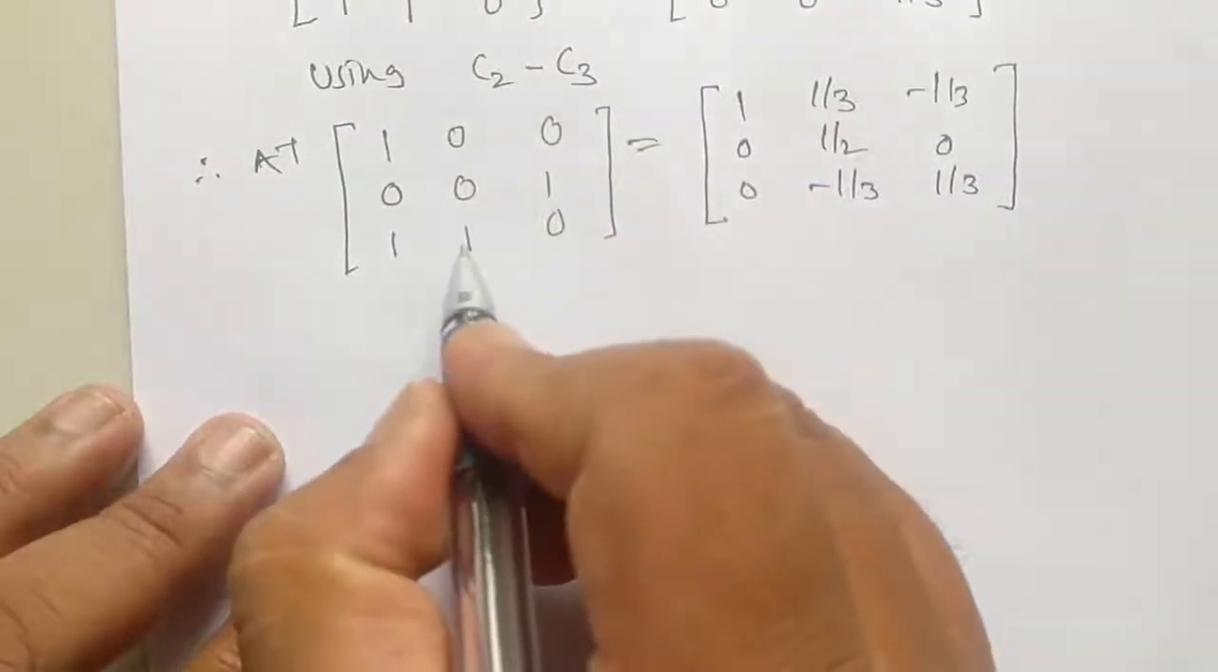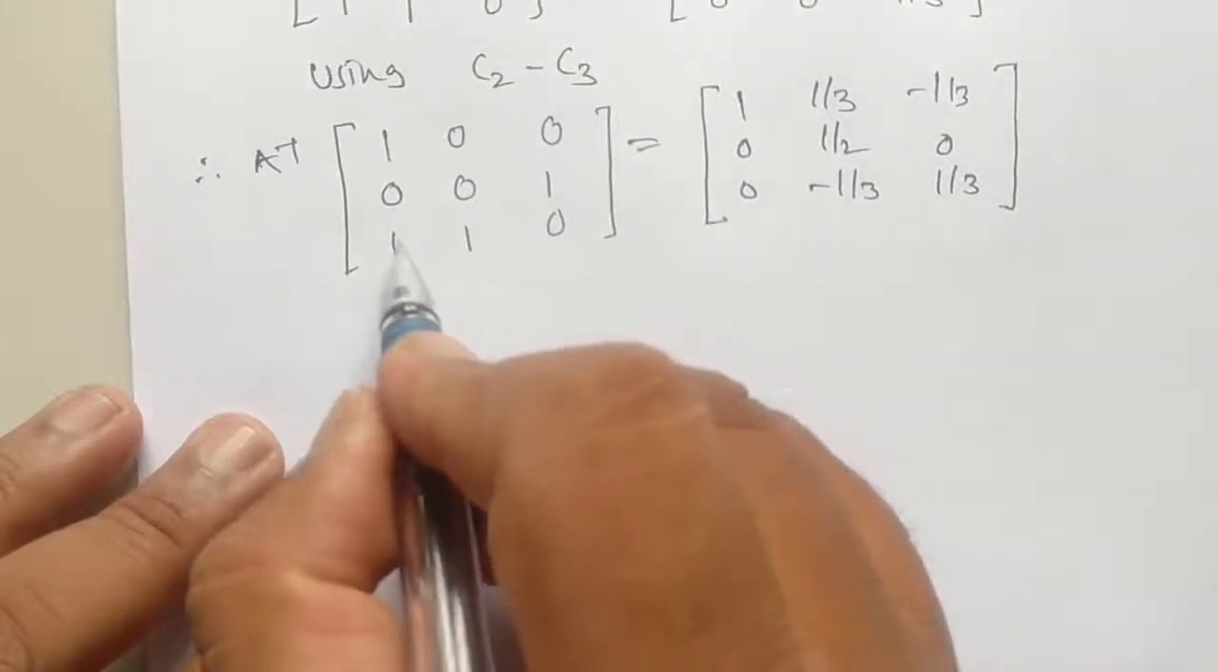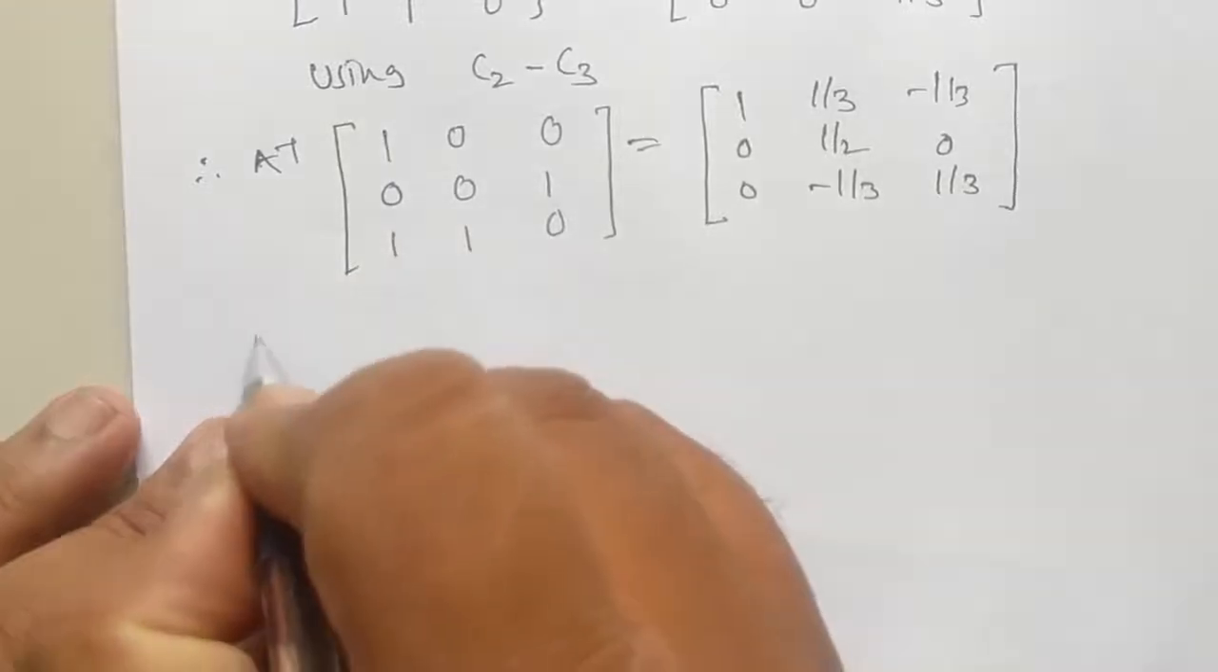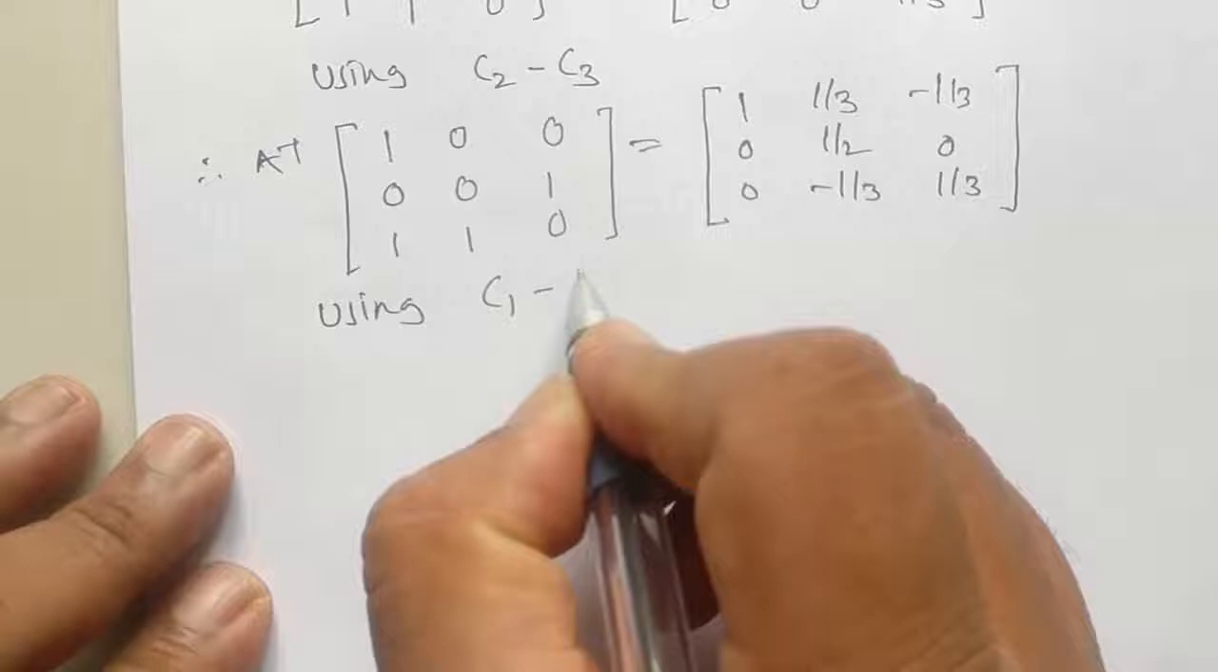Now we subtract column number 2 from column number 1, so this element becomes 0, using C1 minus C2.